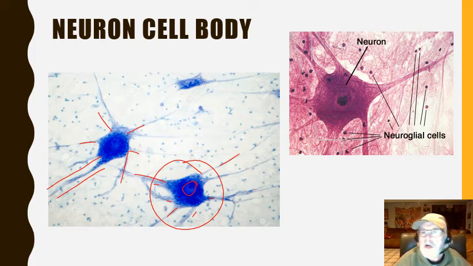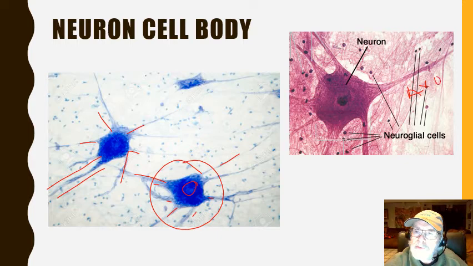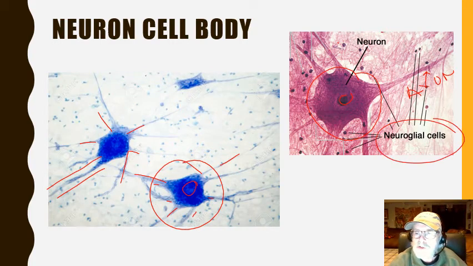Okay, here's another one. This would be the axon up in here, you would most likely think, and these are dendrites. Here's the cell body. Here's the nucleus. Okay, so that should be pretty easy to see. And again, everything in between are these smaller little things, which would be those neuroglial cells.